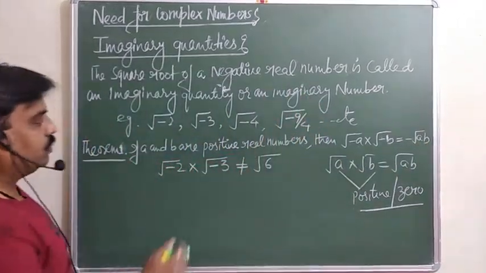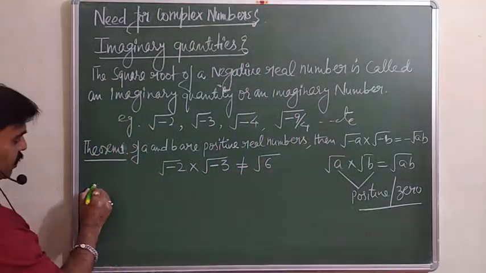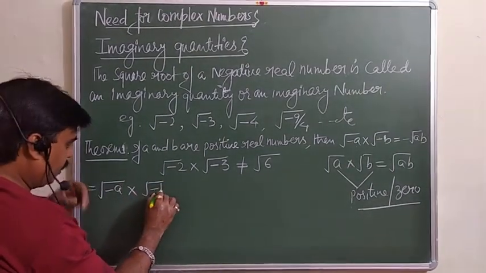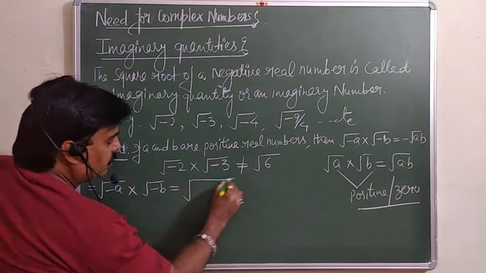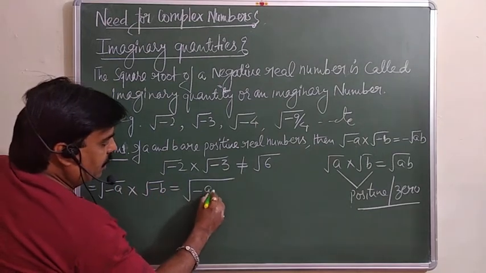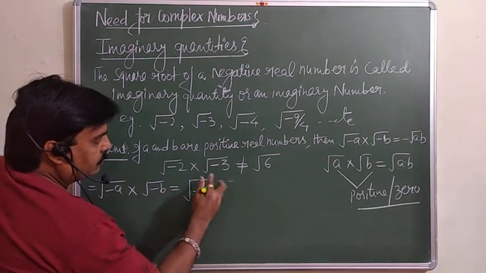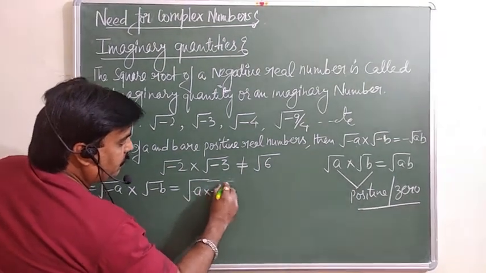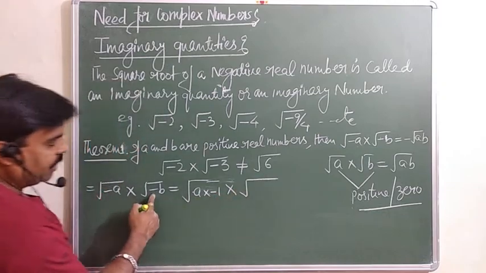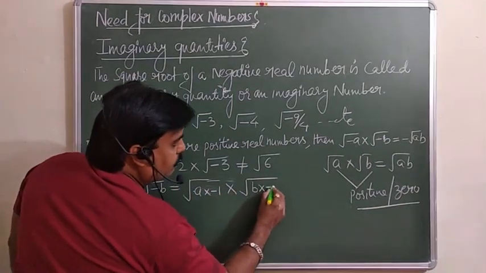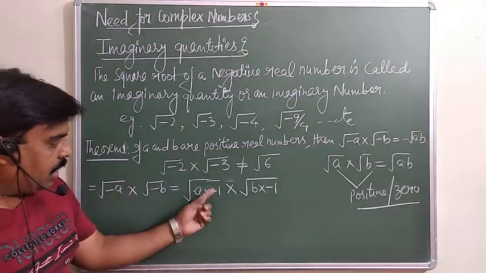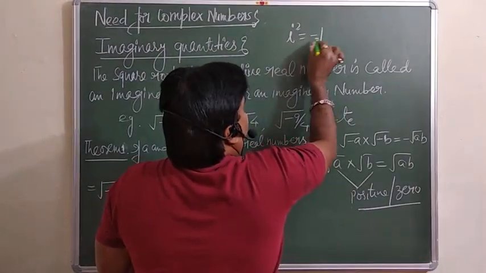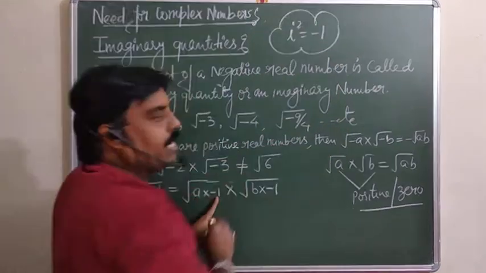तो ये कैसे मिल रहा है इसको देखिए. Look at here now. This is √-a × √-b. हम इसको लिख सकते हैं. Here is -a, which can be written as a into -1, and √-b can be written as b into -1. Simple, you can write it down. And now -1: you already know that i² = -1, this is your iota.